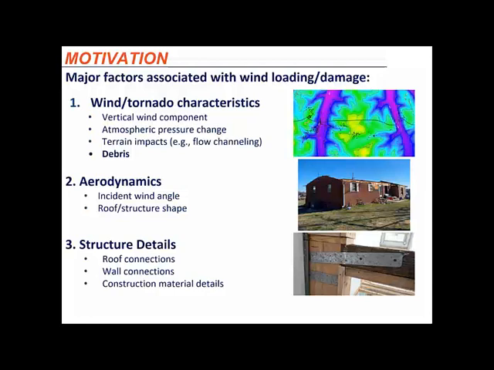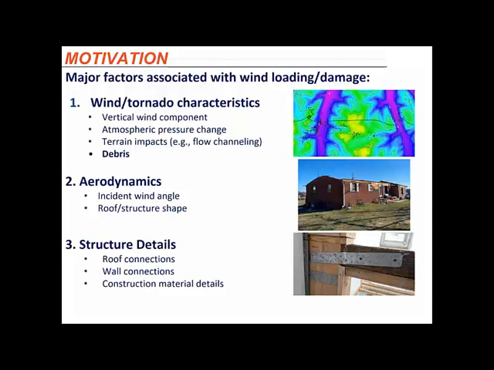Other things related to terrain impacts. This is particularly prevalent in the southeast, where we could have channeling of the flow in valleys and other impacts of terrain on tornadoes. Another big one is debris. Straight wind force on a building may do some degree of damage, but when we then impart debris into the flow and allow debris to impact the building envelope, how does that change the force on the building as well?